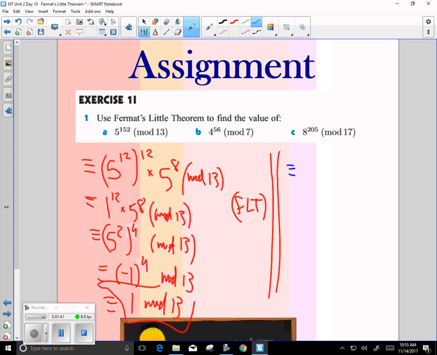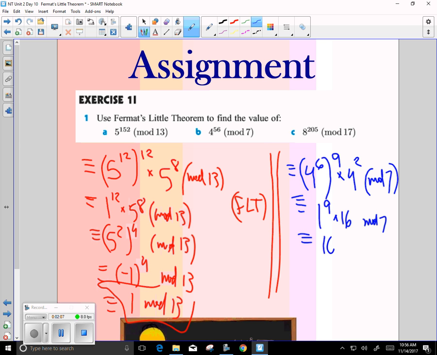4 to the 56 is going to be 4 to the 6th to the 9th, 54, times 4 squared, mod 7. Ooh, I like this one. So this is going to be congruent to 1 to the 9th times 16, mod 7, and 16 mod 7 is just what? 2. Pretty cool.